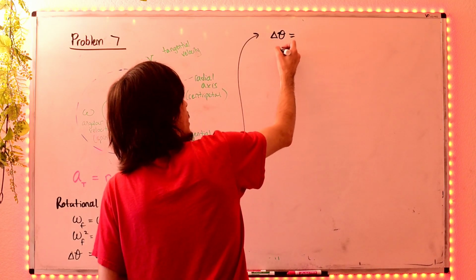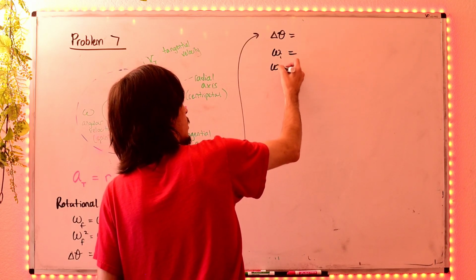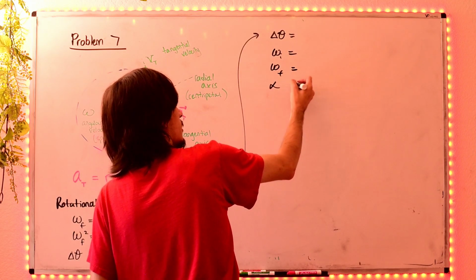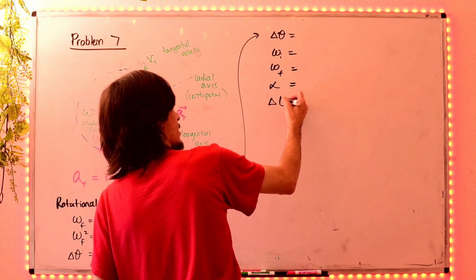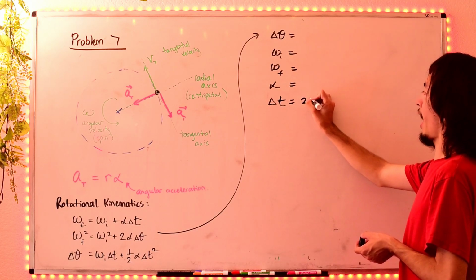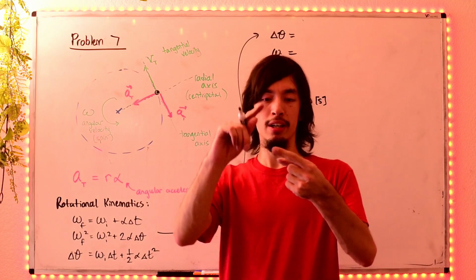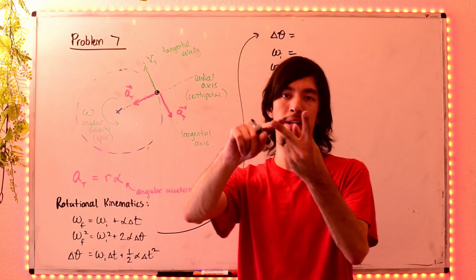There are 5 quantities that you can write out of these equations, so I'll list them all. Delta theta, that's the angular displacement. Omega initial is the angular velocity initial. Same as final, angular acceleration, alpha, and the time. In this problem, we have that the time elapsed is 20 seconds between the first and the second event, which is going from spinning to not spinning.